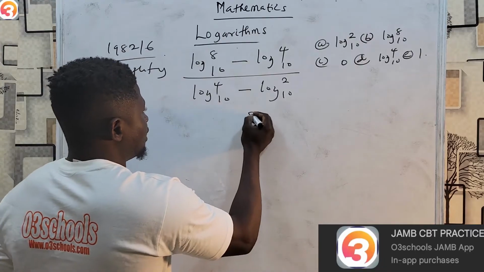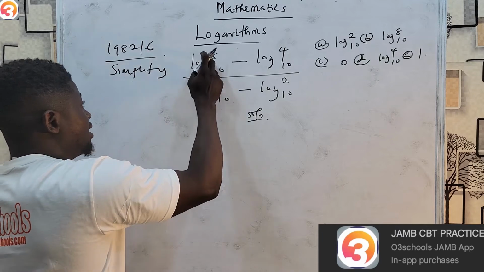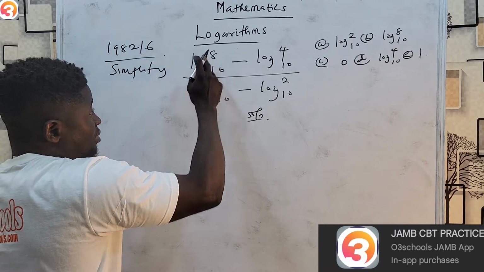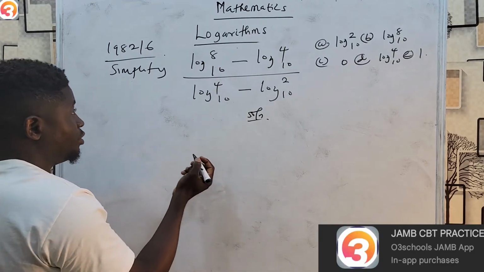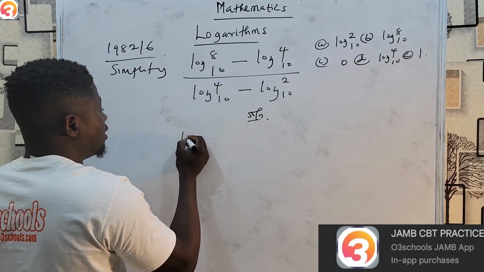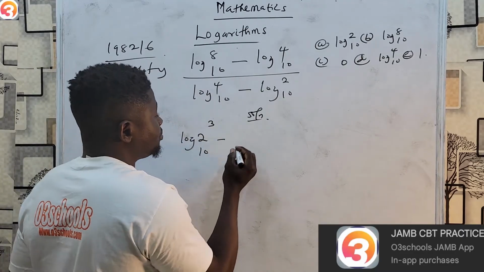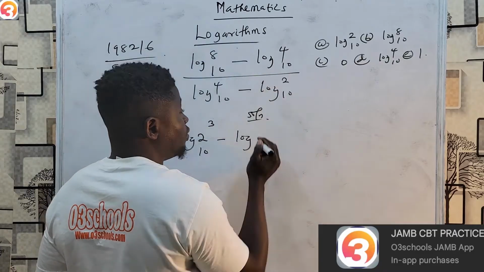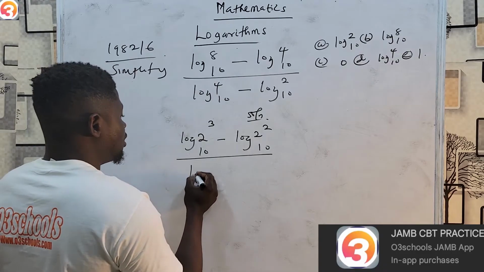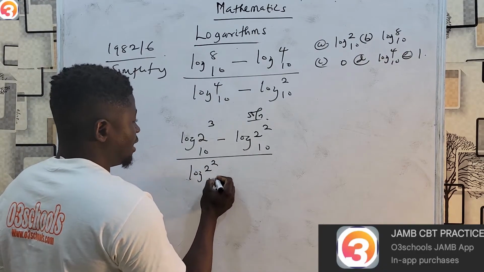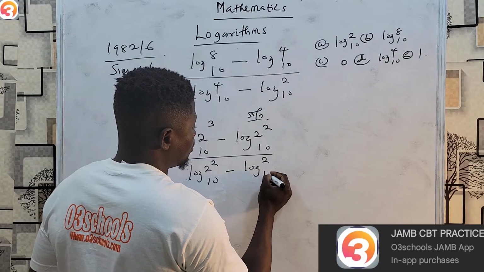So let's solve. It's very easy. So we already know the rules of logarithm, so let's convert it. 8 is what? 2 raised by what? 3. So let's convert this to index form. The index form what? 2 raised by 3. So I have logarithm of what? 2 raised by 3 base 10 minus logarithm of 4, which is what? 2 raised by 2 base 10, all over logarithm of what? 2 raised by 2 base 10 again, right? Then minus logarithm of 2 to base 10.